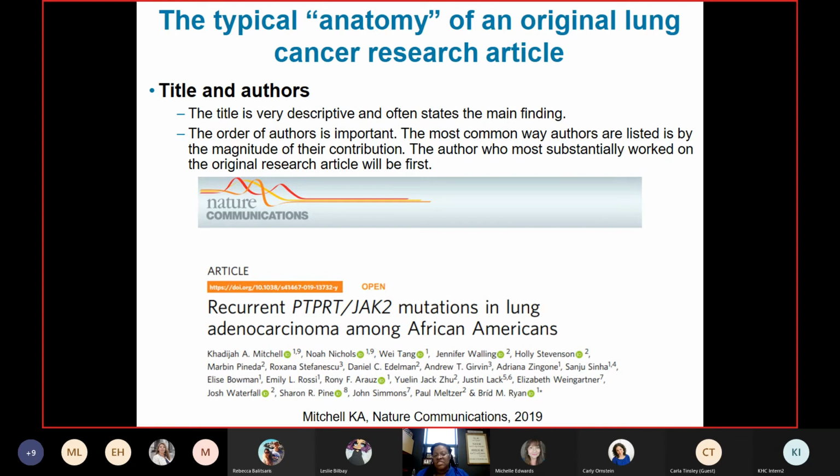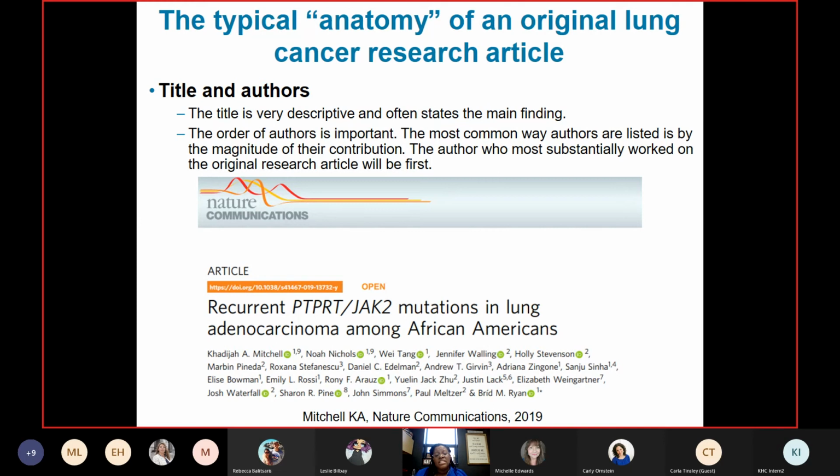So the first thing you're going to see is titles and authors. Right? The thing about a title, you want your title to be very descriptive and also state the main findings. When you're reading an article, sometimes you can be misled by the title. It doesn't necessarily match up with what's in the research article itself. And that's one thing that'll tell you, hey, this may not be the most well-written original research article. For the most part, the title should reflect what's in the body of the article, the results and the findings.